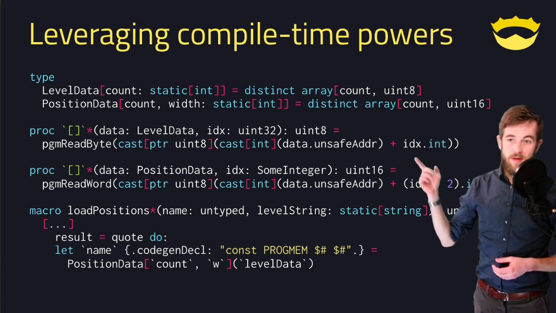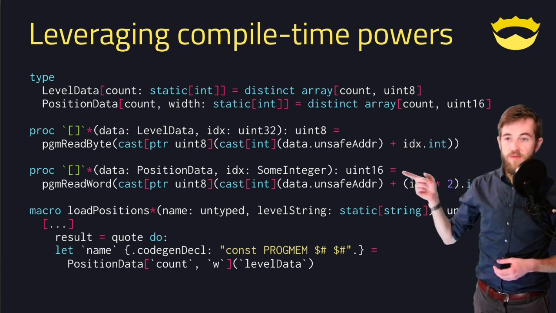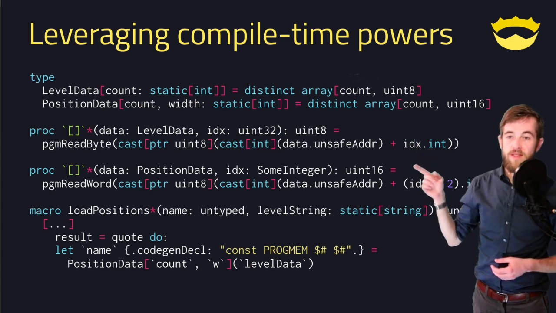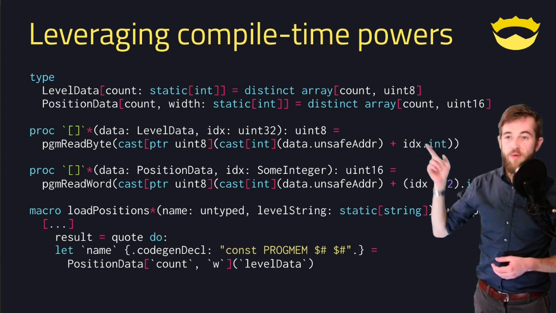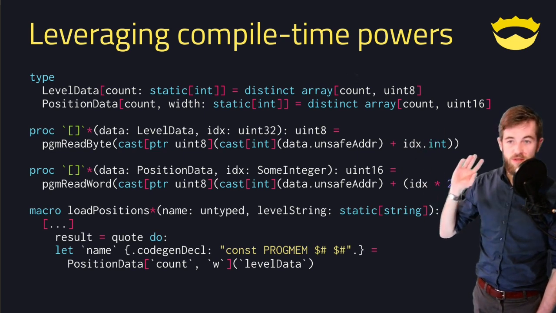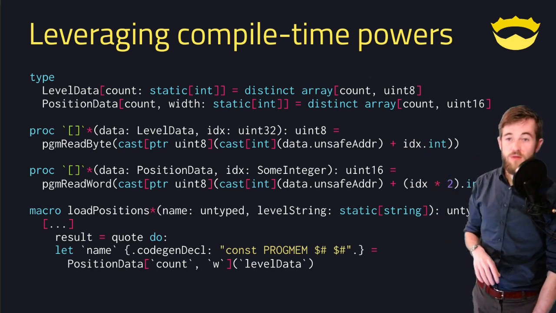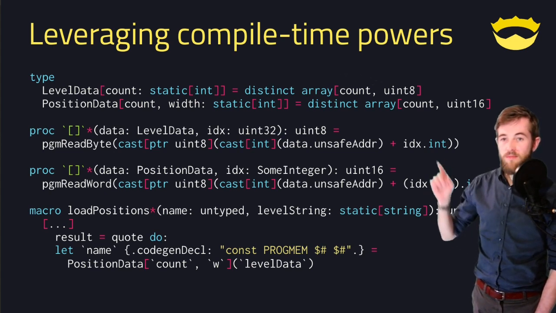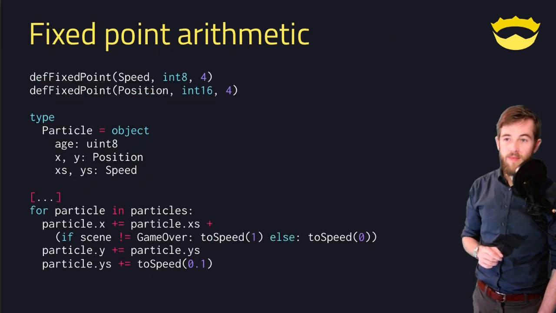In Nim, I can write these simple accessor functions, which will do this reading for me, do all of the pointer arithmetic and just read that out. So my code is super clean, and it still just does the same stuff behind the scenes.